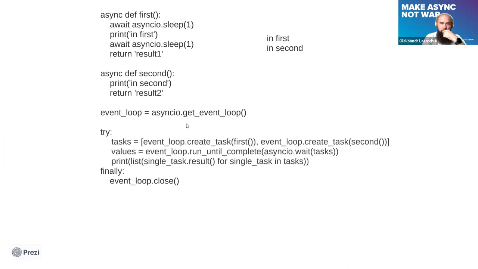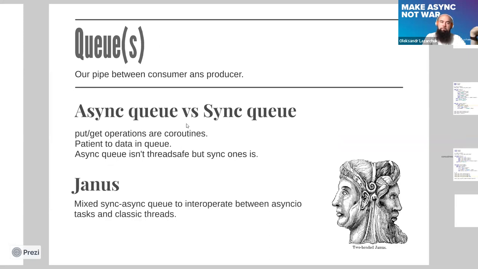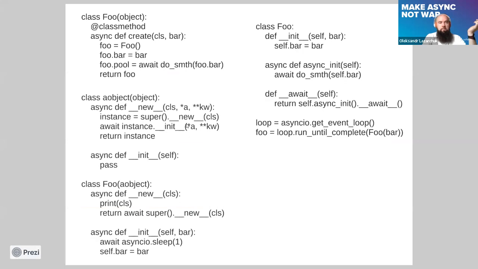So I showed you the real examples, the Janus queue, it's basically just a pipe between consumer and producer. I showed you an example already, really cool.